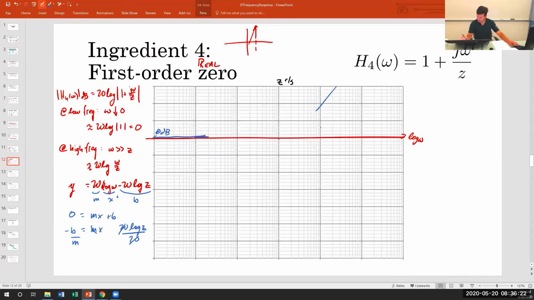And it has to pass through this point. Sorry about that. It has to pass through this point. And I know that it's a valid approximation as omega gets much larger than z. But in this region, we actually don't know what happens. So this is a slope of plus 20 dBs per decade. And this line has to pass through this point with that slope. But again, this line is only asymptotic, but the asymptote is close to the real true graph for large frequencies.